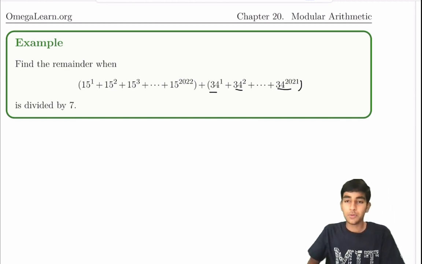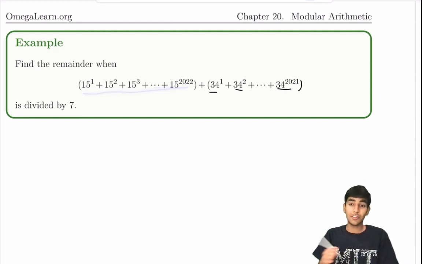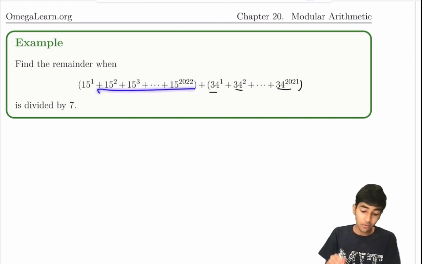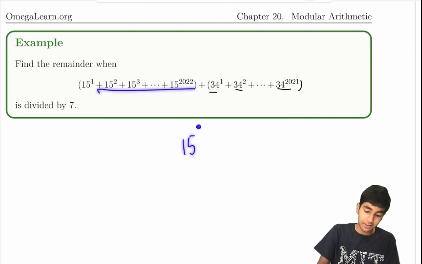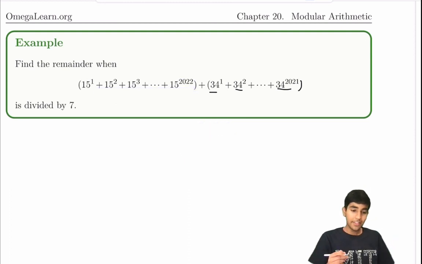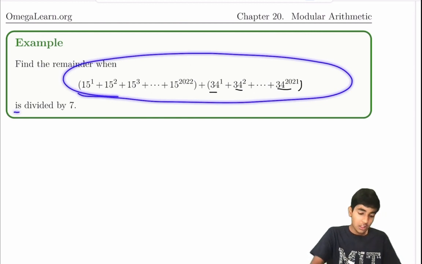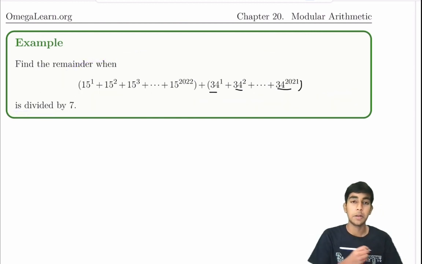So then what should we do? If we can't evaluate this exact value, well, actually, technically you could using the geometric sequence formula, but even that would be really difficult because you would have 15 to the 2023. So let's do something smart. The key thing is no one's asking us to evaluate this, just the remainder when divided by 7.